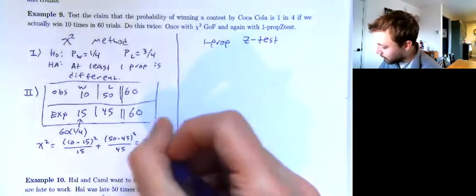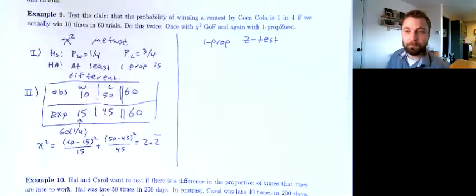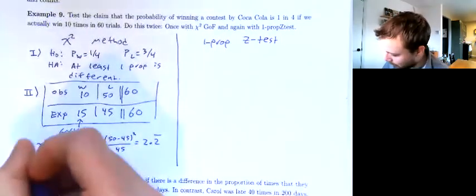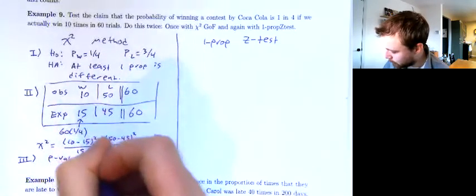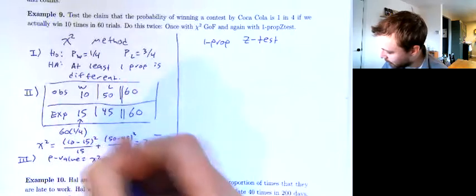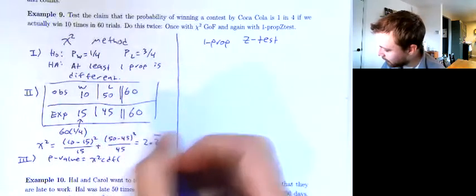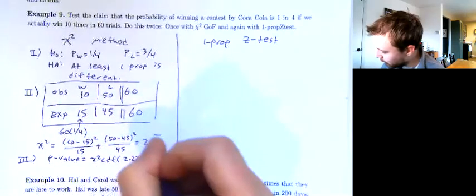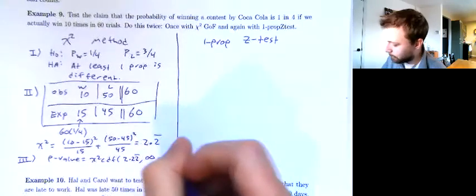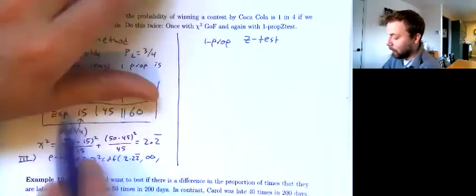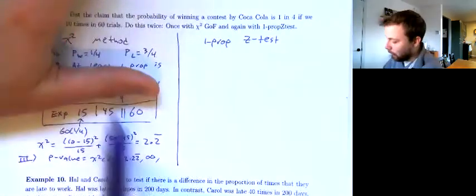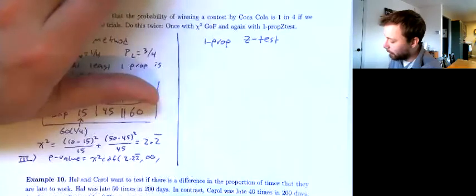And I appear to get a chi-squared of 2.2 repeating. Third step, p-value. Chi-squared CDF. This is a right-tailed test, so 2.22 to infinity. And in order to fill in each one of these small little grids, I needed to know one of the two values to solve for the rest.